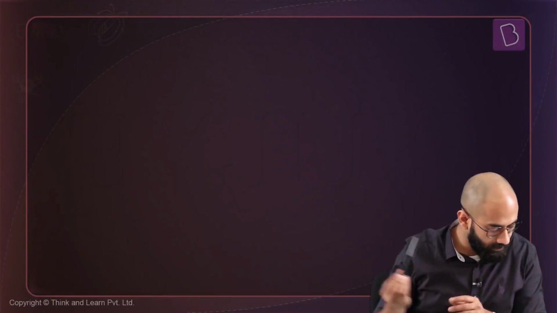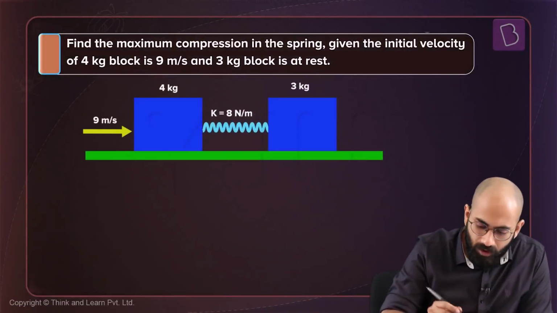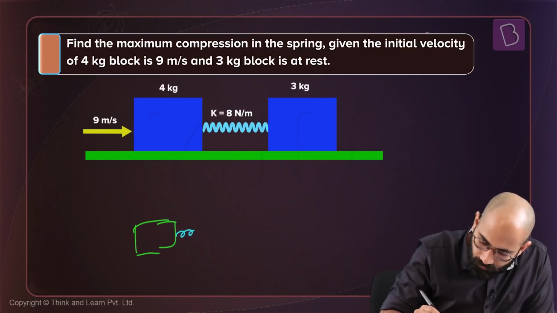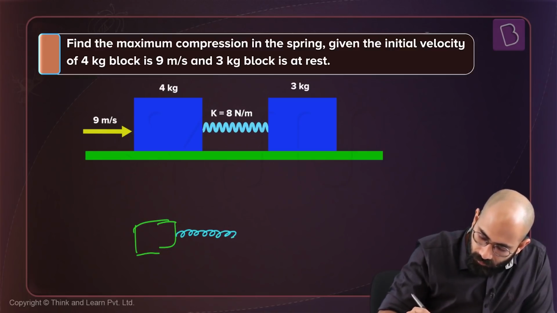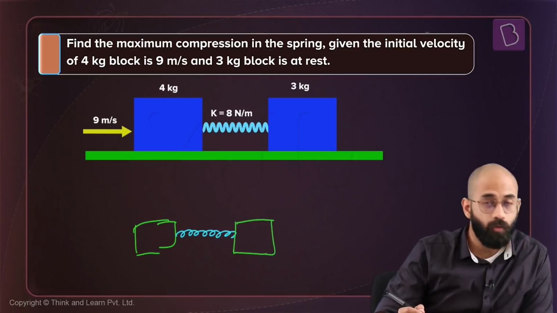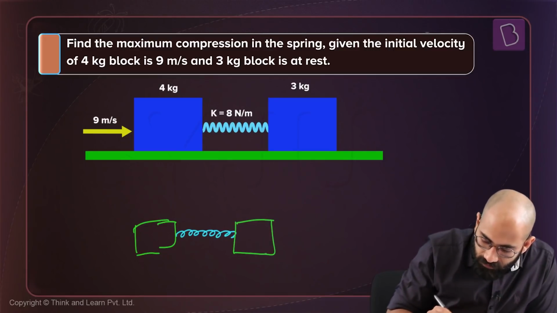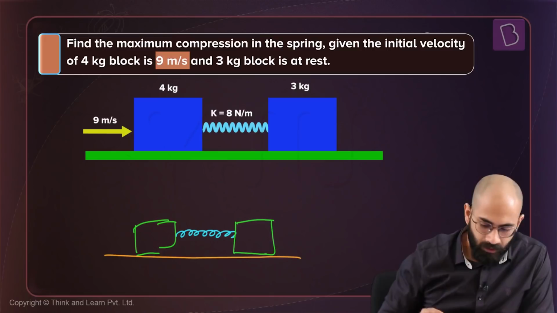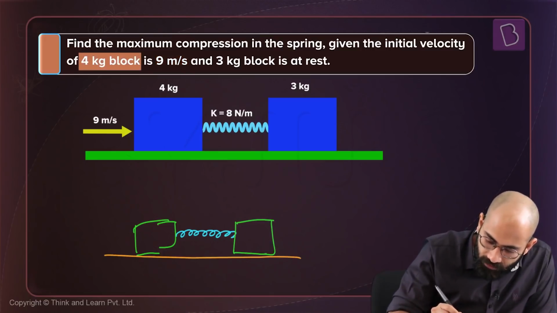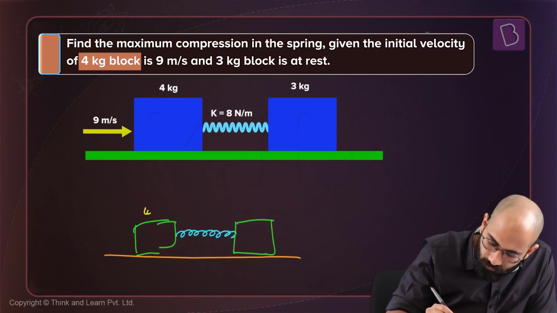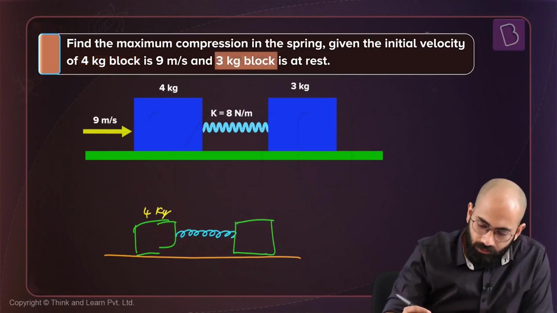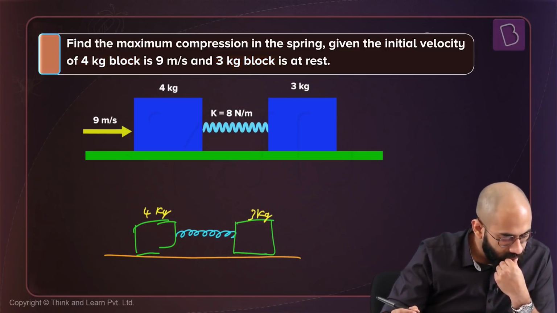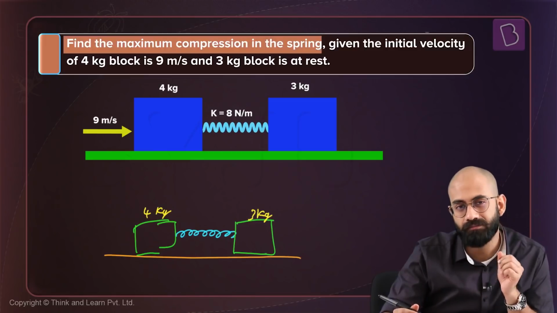So let's jump to the next problem. In this problem, we have two blocks connected by a spring. One is a spring, then block number 2. Now, in the initial condition, the first block is going to start moving at 9 meters per second, and it has a mass of 4 kg. The second block, whose mass is 3 kg, of course, is initially stationary. The question is, find the maximum compression in the spring when this happens.